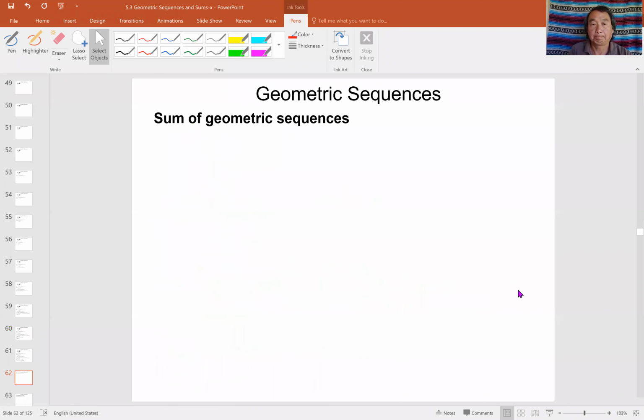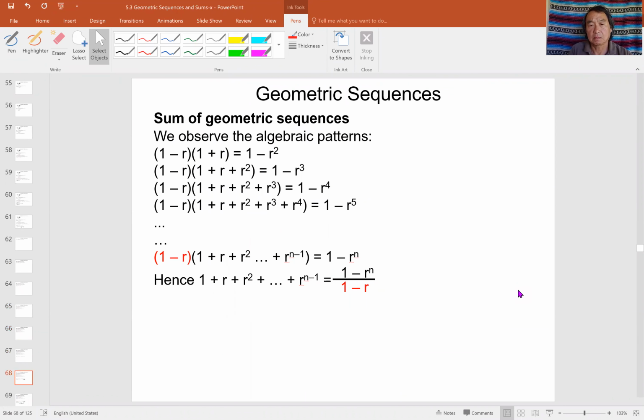for adding them. And this is important. Here's the geometric sequence: 1, r, r squared, r cubed, r to the fourth, up to r to the n minus 1. These terms added together equal a simpler fraction. This formula is extremely important because this is what modern accounting is based on. So, for instance, if you borrow money, or have any kind of installment payments, the calculation of the interest is based on this particular formula.